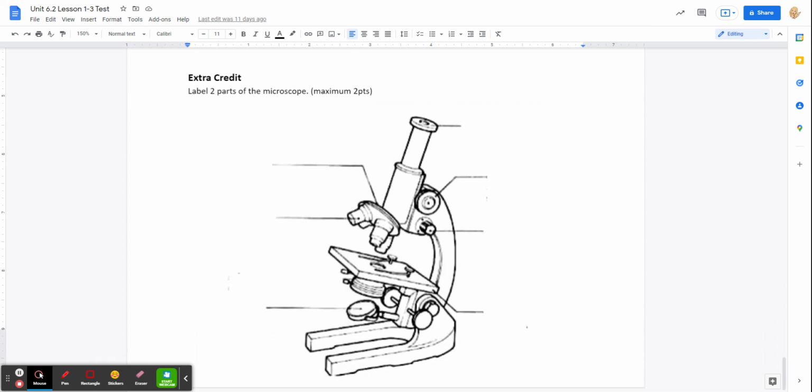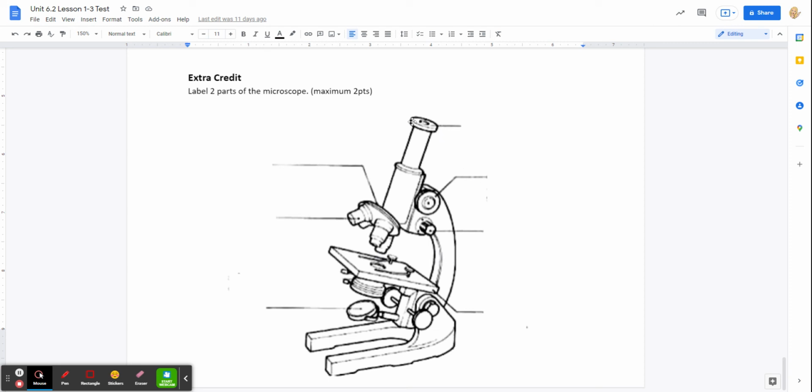All right, then the last part is extra credit. So for the extra credit, you get a maximum of 2 points. So you can label any 2 correctly. You can label all of them if you want to try and get the best possible outcome, okay? So you need to label 2 microscope parts correctly.